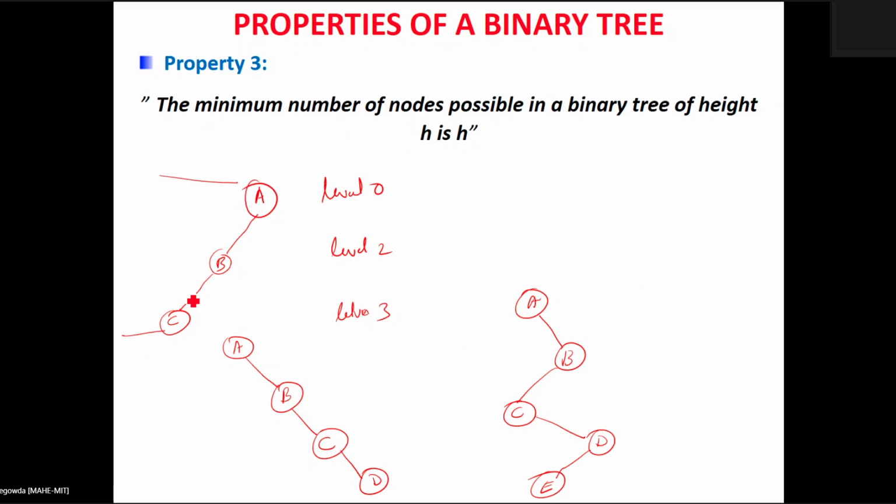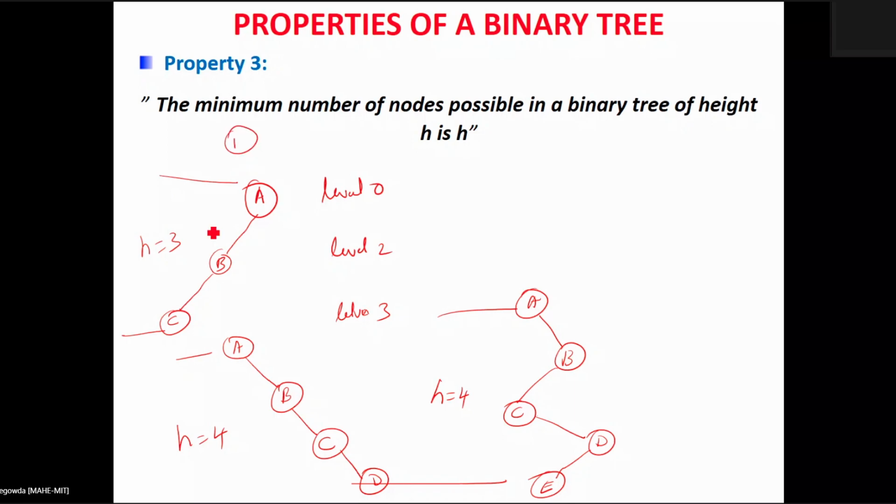What is the height of the tree here? Height of the tree is nothing but 3 in this case, right? What is the height of the tree in this case? Height is nothing but 4. What is the height of this tree? Height of this tree is nothing but 4 again here in this case, right? For the first example, the height of the tree is 3.